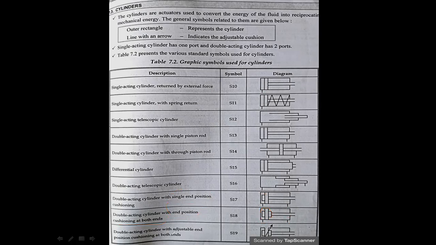Next, double acting cylinder with adjustable end position cushioning at both ends. So this indicates adjustable position. We can separate it, or we can combine it. So this is an adjustable thing involved in this cylinder. Okay. Next. So these are the symbols involved in cylinders.